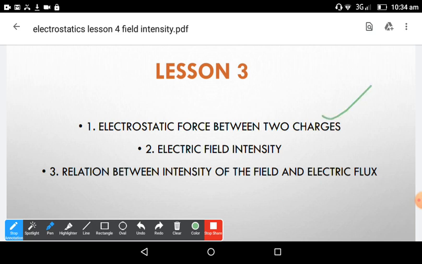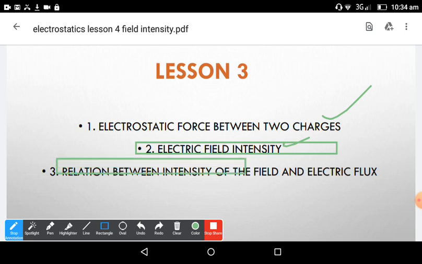This one, electrostatic force between the two charges. And the second one, intensity of electric field. So this is very important. Today in this lesson, I am going to explain what is intensity of electric field. So this equation is applied to calculate intensity of a spherical conductor, cylindrical conductor, impedance sheet, etc. We have many applications on intensity of electric field. This is important for us.